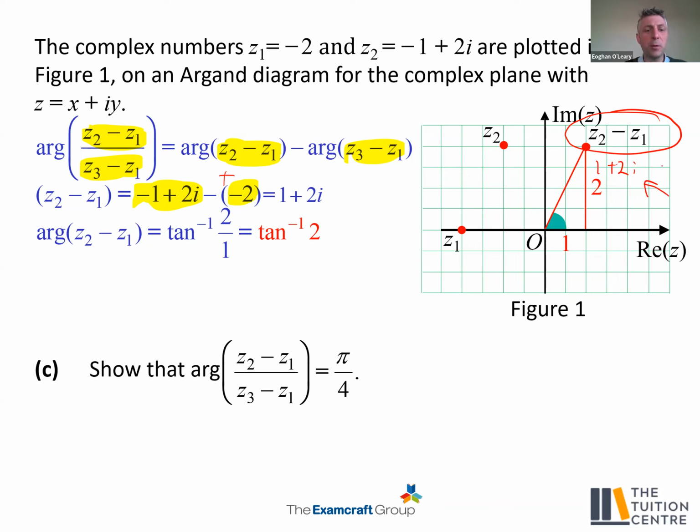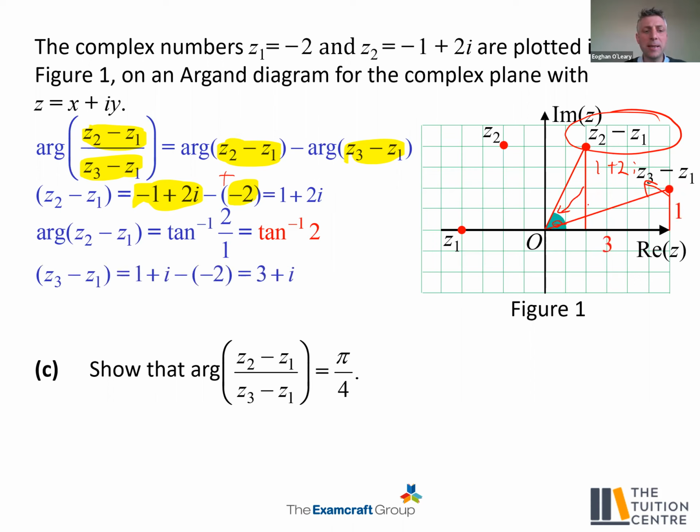So if we want to figure out the argument, which is the degree of rotation anti-clockwise from 0 degrees, using inverse tan to find theta, I can say theta is equal to the inverse tan of the opposite over the adjacent, 2 over 1, so the inverse tan of 2.